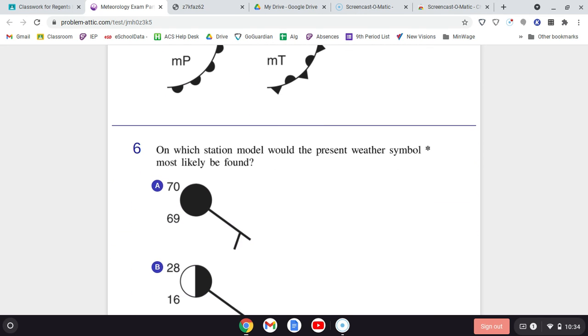Number 6. On which station model would the present weather symbol, looks like an asterisk, most likely be found? Page 13. The asterisk is actually the symbol for snow, right? Mm-hmm.